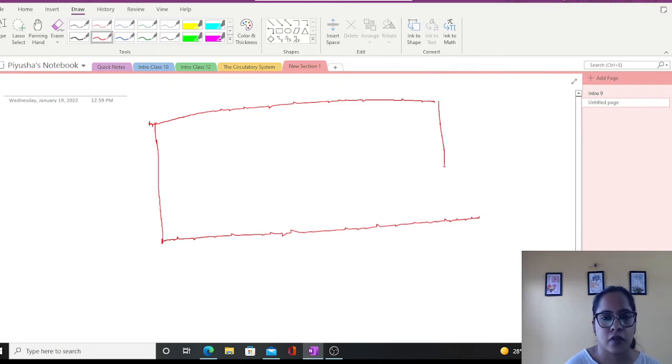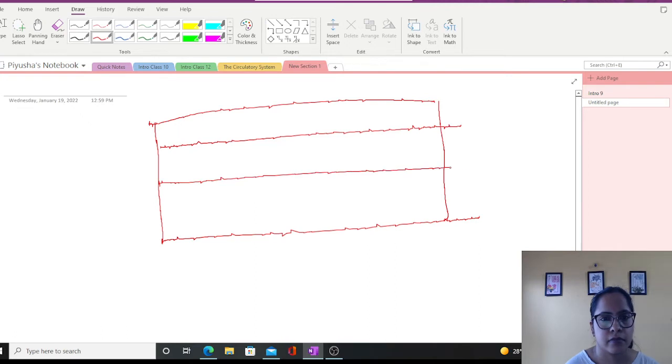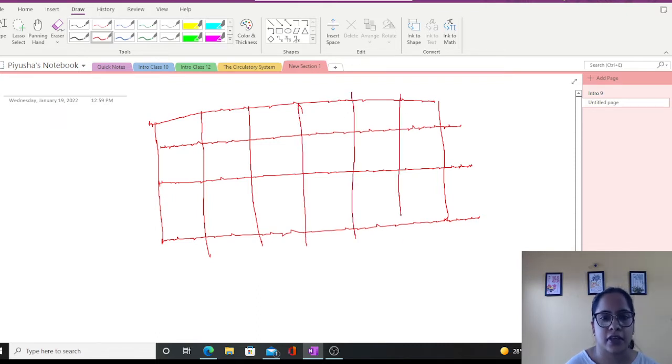ठीक, और क्या होते हैं उनमें? कुछ ऐसे हॉरिजॉन्टल रोज होते हैं. Yes, and then you have some vertical columns also like this. So ये जो हॉरिजॉन्टल रोज आपको दिखते हैं इनको हम क्या कहते हैं? इन हॉरिजॉन्टल रोज को हम कहते हैं पीरियड्स. Fine, we call them as periods, right?